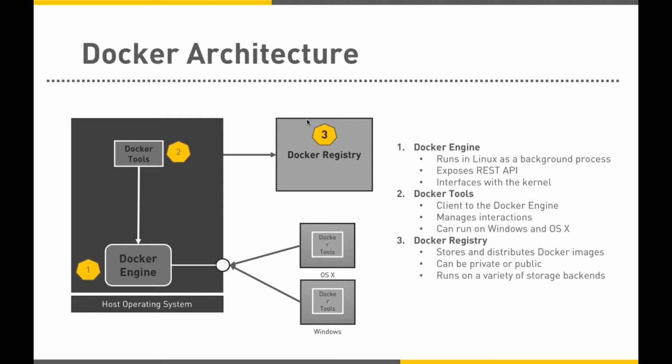So the Docker registry can be either public or private. The public version of Docker registry is called Docker Hub, and this is hosted and managed by Docker Inc. But you can also pull an image, which is actually the Docker registry image, and run it within your own environment. And this Docker registry can run on a variety of storage backends. So you can actually mount a variety of file systems and point Docker registry to any of the supported file systems. So at a high level, there are three components: Docker engine, Docker tools, and Docker registry.